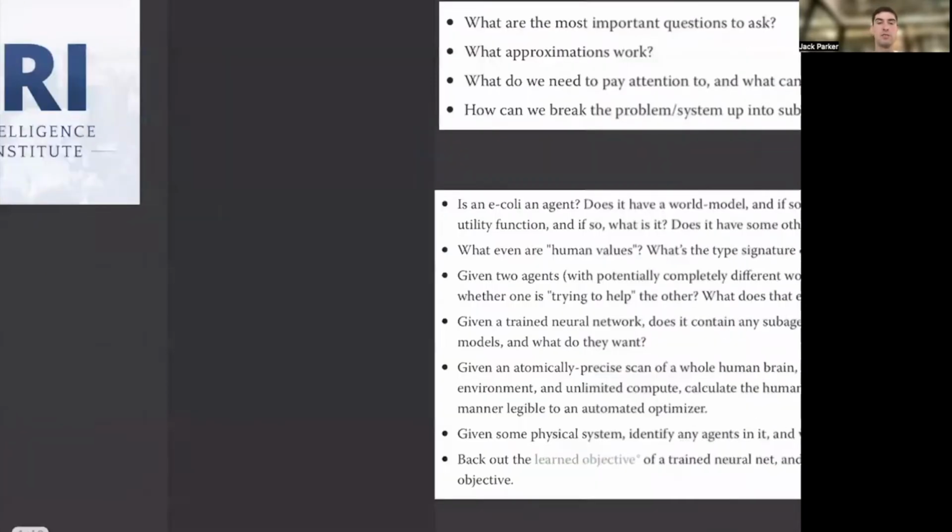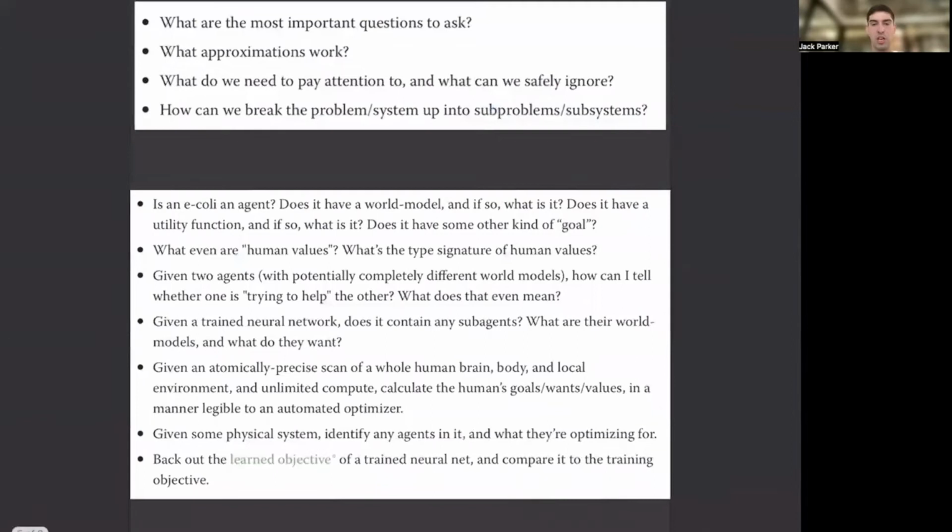Here's a list of questions that agent foundations researcher John Wentworth uses to illustrate what he tends to think about. He asks things like, what are the most important questions to ask? What approximations work? What do we need to pay attention to and what can we safely ignore? How can we break the problem system into subproblems and subsystems? Is an E. coli an agent? Does it have a world model? And if so, what is it? Does it have a utility function? If so, what is it? Does it have some other kind of goal? What even are human values? Okay, so I hope you're getting a sense of the kinds of questions that agent foundations researchers will ask.